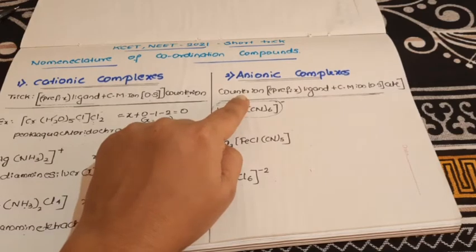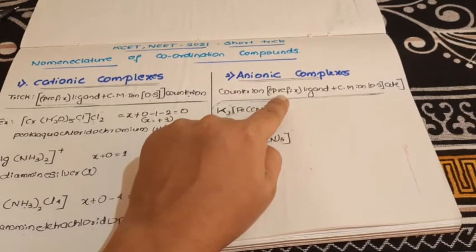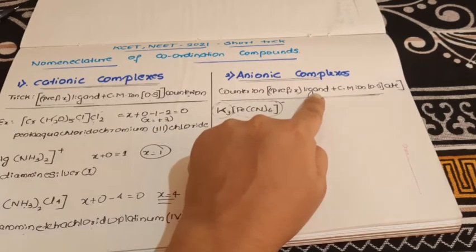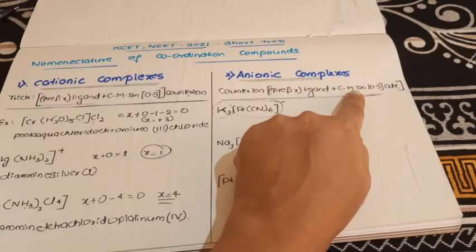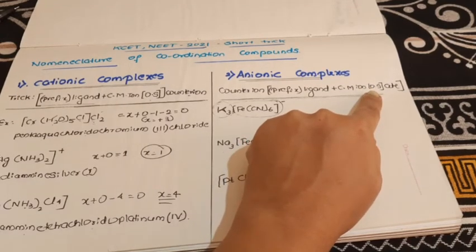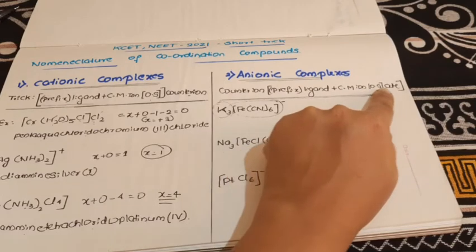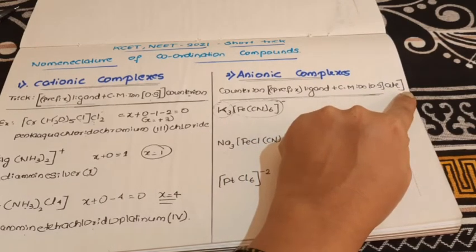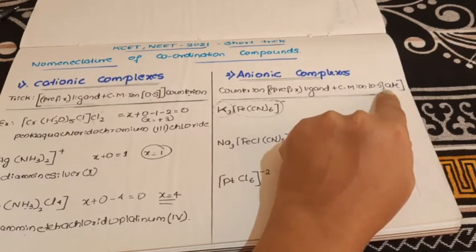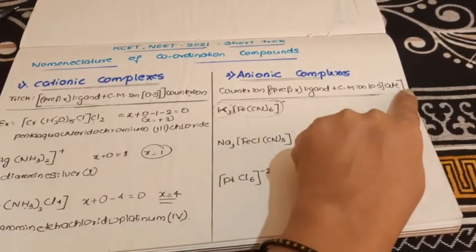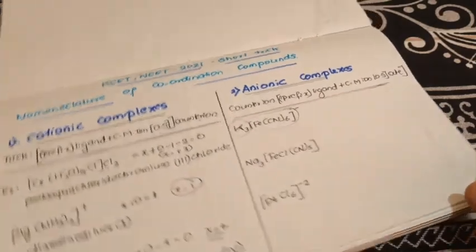After the counter ion, the same rule applies: the prefix, whether it's di, tri, tetra, then the name of the ligand, and the central metal ion with its oxidation state. The central metal ion name should end with -ate. These are the two changes that you're going to see in the case of an anionic complex. Now let us apply that rule.